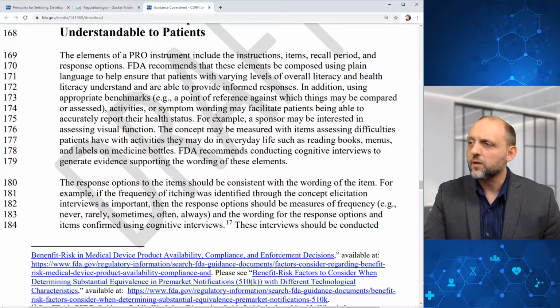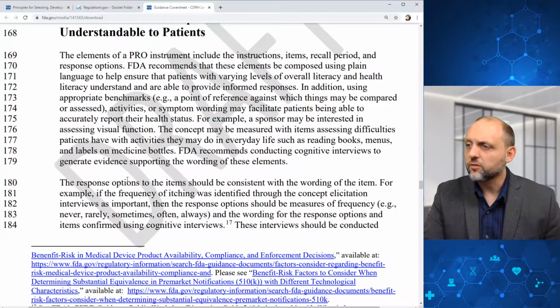For example, a sponsor may be interested in assessing visual function. The concept may be measured with items assessing difficulties patients have with activities they may do in everyday life, such as reading books, menus, and labels on medicine bottles. I find it interesting that FDA considers that to be sort of an everyday activity. Important, yes, but I don't read labels on medicine bottles every day. FDA recommends conducting cognitive interviews to generate evidence supporting the wording of these elements.